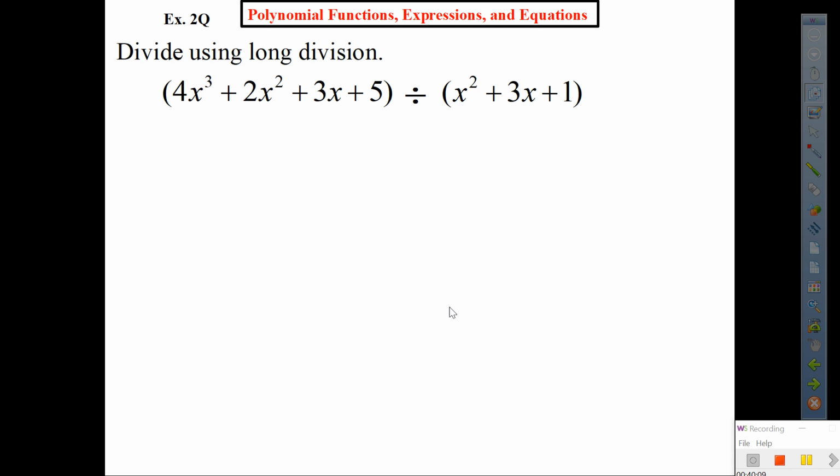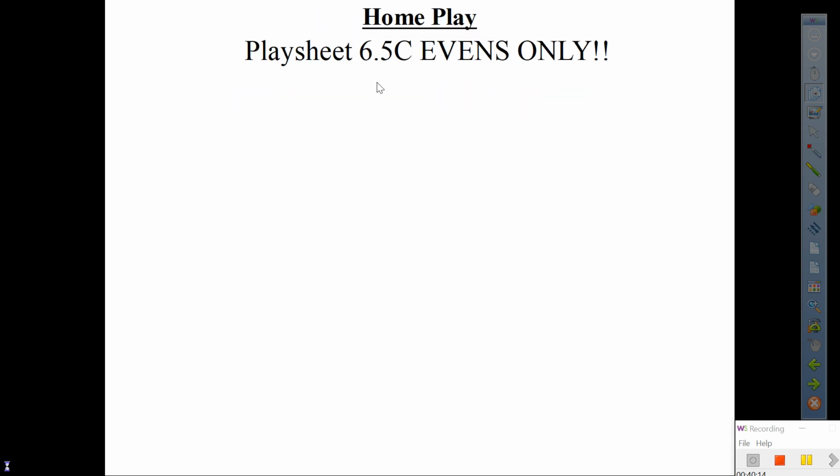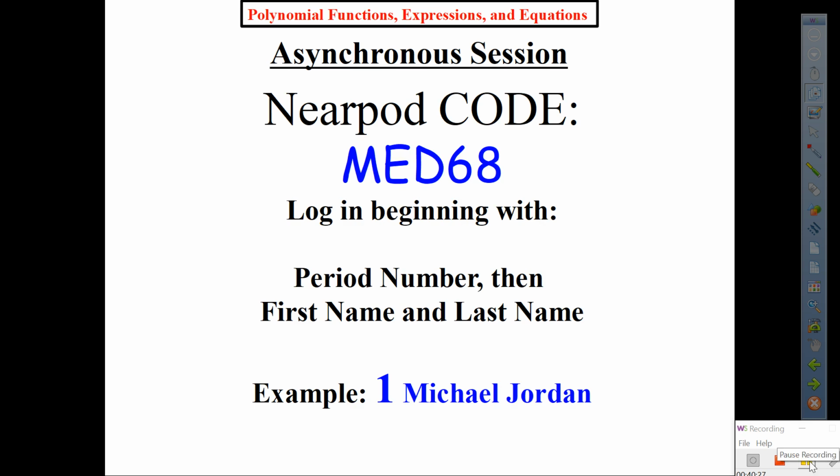So your home plate for tonight, once again, guys, reminder, it's the plate sheet 6.5C evens only. And where do you get that? You can go to Canvas or Nearpod, MED 6.68, I'm sorry. And I'm going to stop the video right there. So those of you online, you can get that from that page.